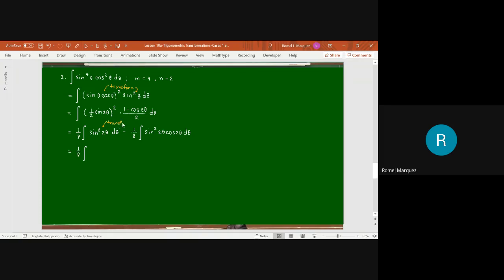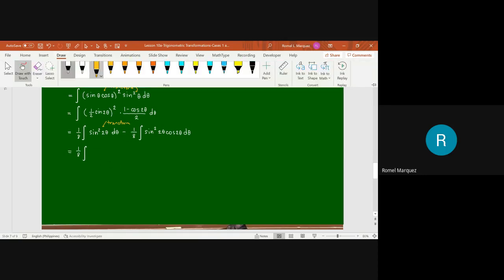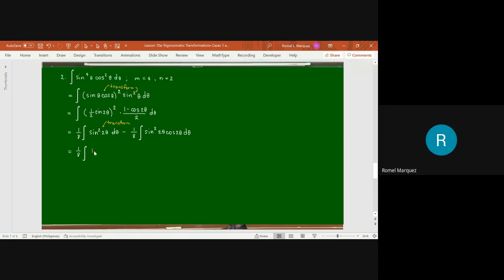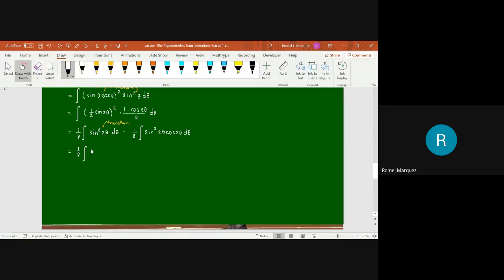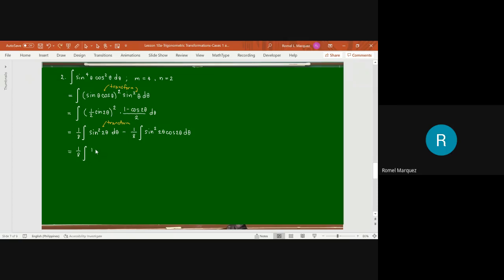Many students don't want this part, no? This topic. So we now get 1 minus cosine, double the angle, 4 theta, all over 2, then d theta. The second integral is now ready for evaluation.